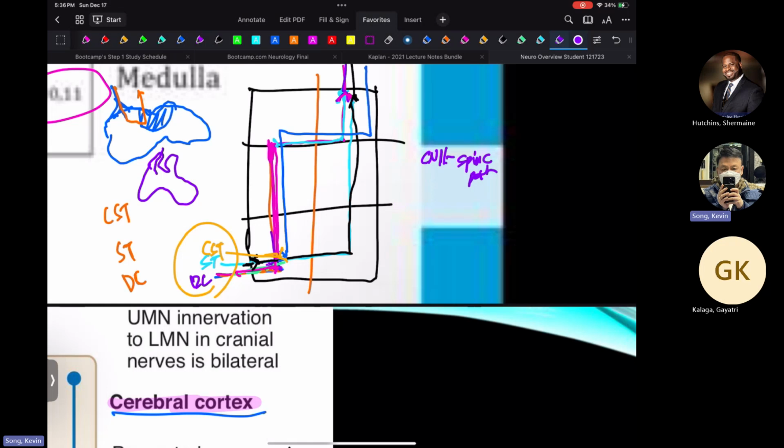So cranial nerves have no spinal cord involvement, because by definition, cranial means like the brain. I mean the head, right? So why would the pathway go all the way down to the spine? It's not going down to the spine. It's just from the brainstem, and it goes out directly.